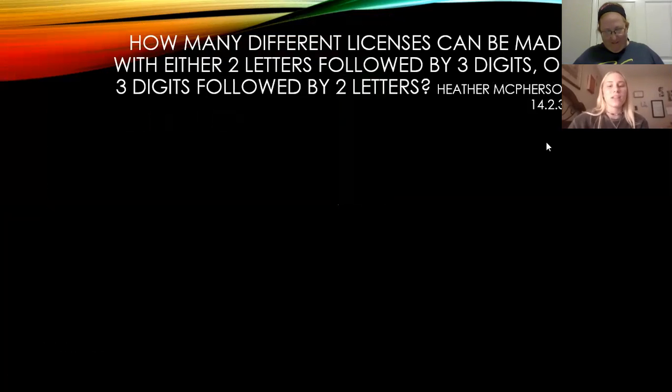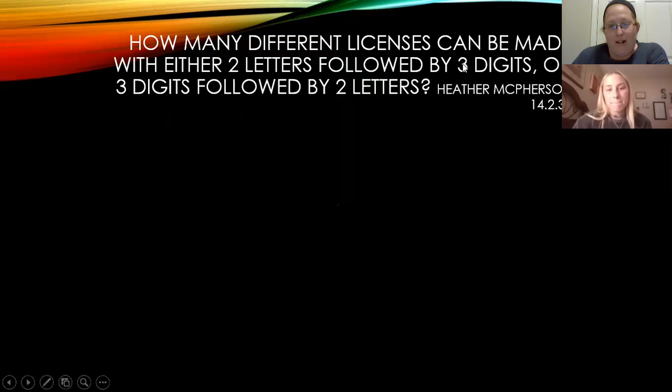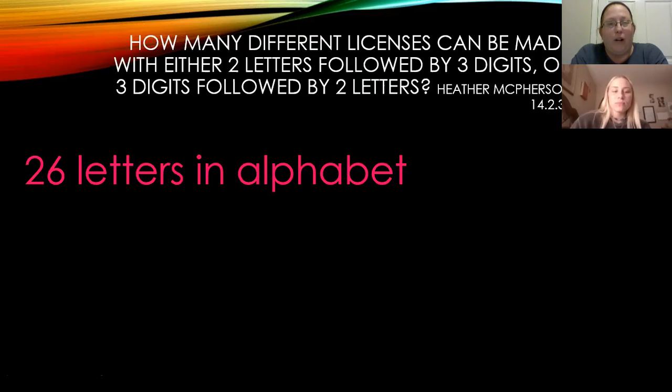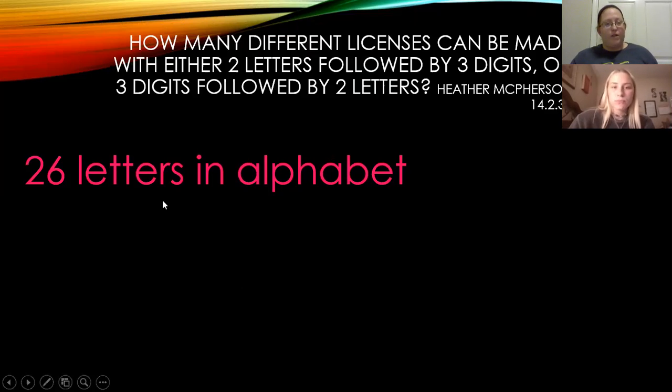Okay, so how many different licenses can be made with either 2 letters followed by 3 digits or 3 digits followed by 2 letters? So first off, you need to know we're going to look at 2 letters followed by 3 digits. There are 26 letters in the alphabet, so you can choose from any of them. And since in this example, I'm going to show when repetition is allowed, meaning it can be A, B, B, anything like that, my alphabet is going to be 26 letters for both options.